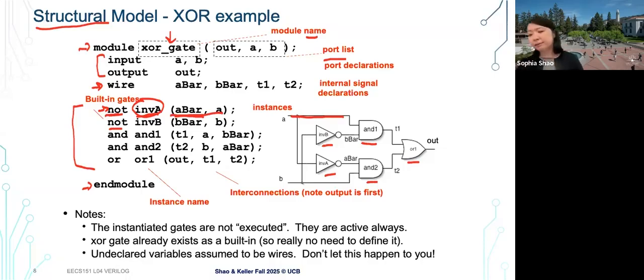So that's how you connect the different gates. Always have an instance name. Otherwise you don't know which instance it is, and you need to look at the signals to see what inputs and outputs are being mapped together. So that's basically a way to describe your hardware using structural Verilog and those built-in gate functions.